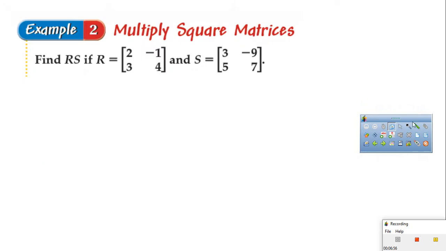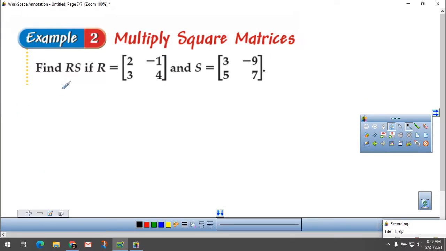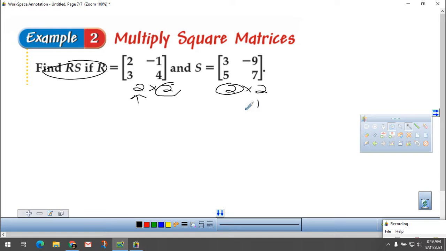So let's take a look at example 2. We want to find R times S. Well, the first thing I need to know is, can I even find RS? Is it defined? Well, the dimensions of R is a 2 by 2 matrix. The dimensions of S is a 2 by 2 matrix. You notice the two inner numbers are the same, so I can multiply them, and the two outer numbers are going to give us the dimensions of RS. So RS is going to be a 2 by 2 matrix.